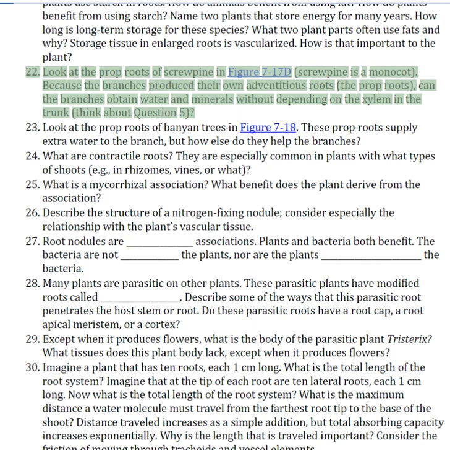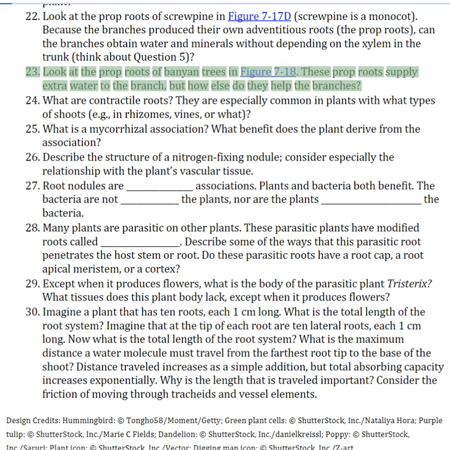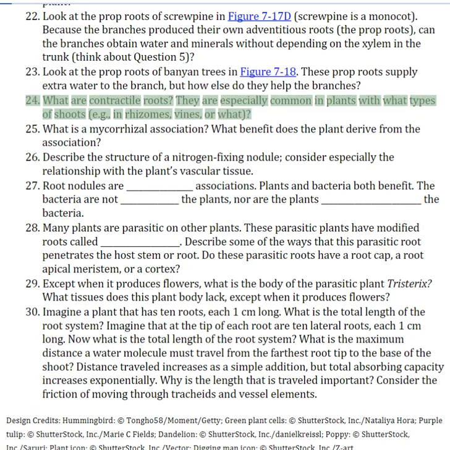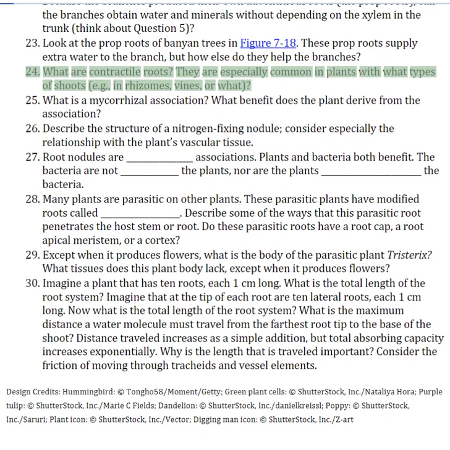22. Look at the prop roots of screw pine in Figure 7.17D. Because the branches produce their own adventitious roots, can the branches obtain water and minerals without depending on the xylem in the trunk? 23. Look at the prop roots of banyan trees in Figure 7.18. These prop roots supply extra water to the branch, but how else do they help the branches? 24. What are contractile roots?